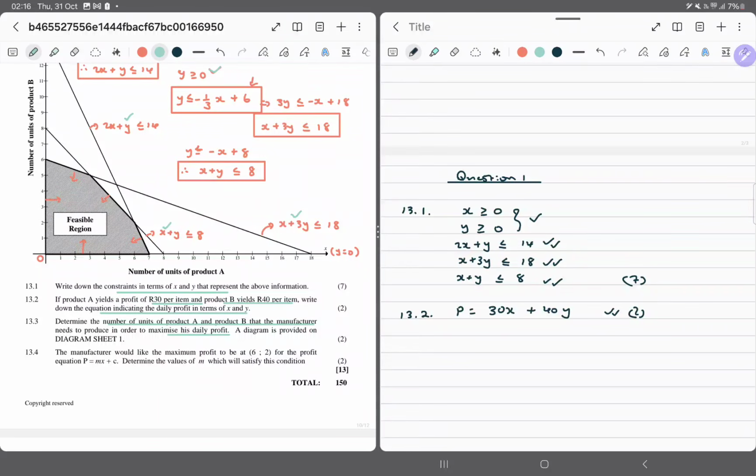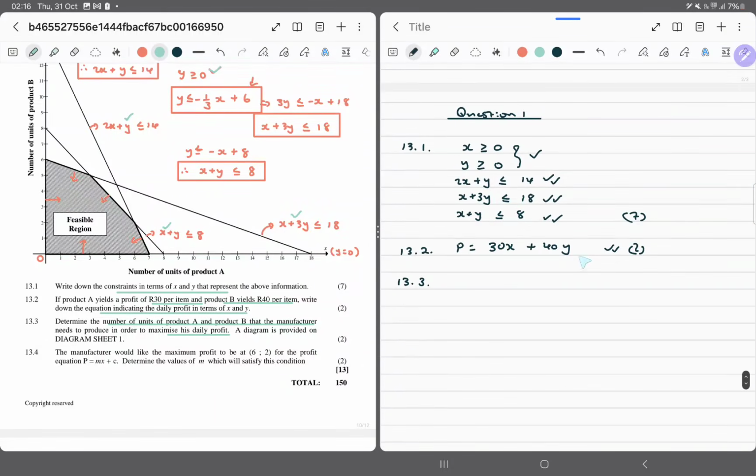Okay, so now what we do here, 13.3, what we often do is just solve for y in this equation. So we transform that equation, this one. We need to define it in terms of y. So we'll see that y is going to be equal to minus 30 over 40. This is going to be minus 3 over 4 x plus the profit over 40. Okay, this is the best way to do this.